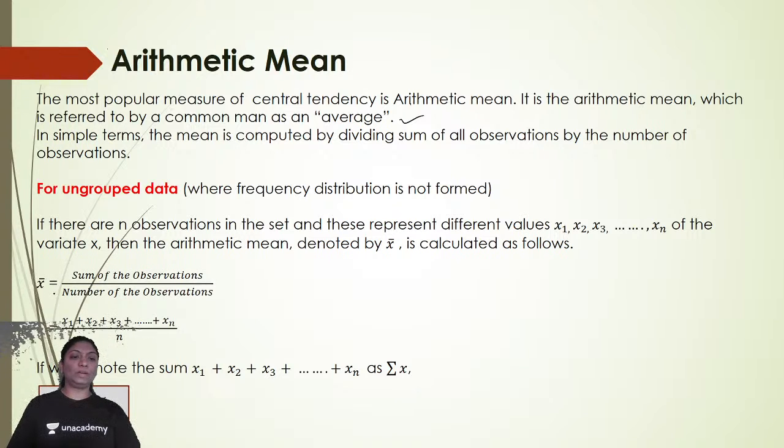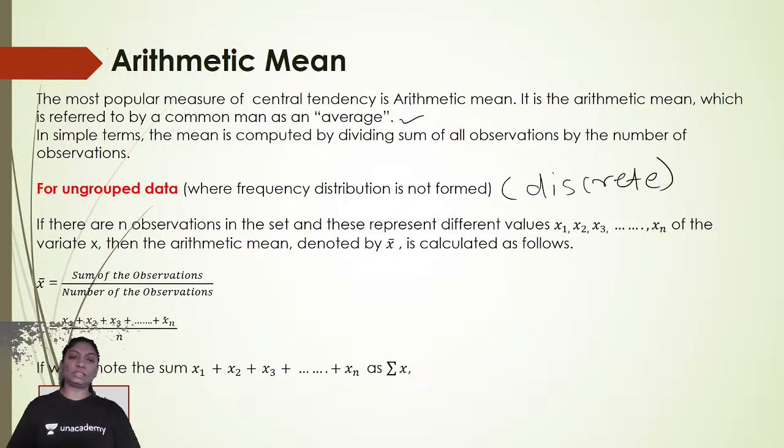Formula for the ungrouped data: x bar is equal to sum of the observations divided by number of observations. Okay, now see the sum of observations. What do you mean by sum of observations? Whatever data is given to you is also called ungrouped data or discrete data, because the values are discrete. Then x bar is equal to sum of the observations divided by number of observations.